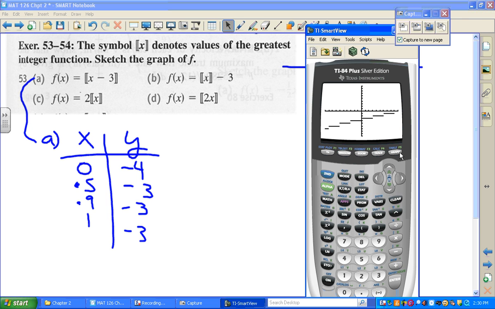What happens if I want to flip it? How do I do that? Put a negative where? Negative outside. Second insert negative. I flipped it. What if I want to stretch it vertically? In other words, I want a bigger gap between the steps. I want a gap 3 times bigger between the steps. Multiply the outside by what? 3. Second insert 3. Graph. See, I got a bigger step now.